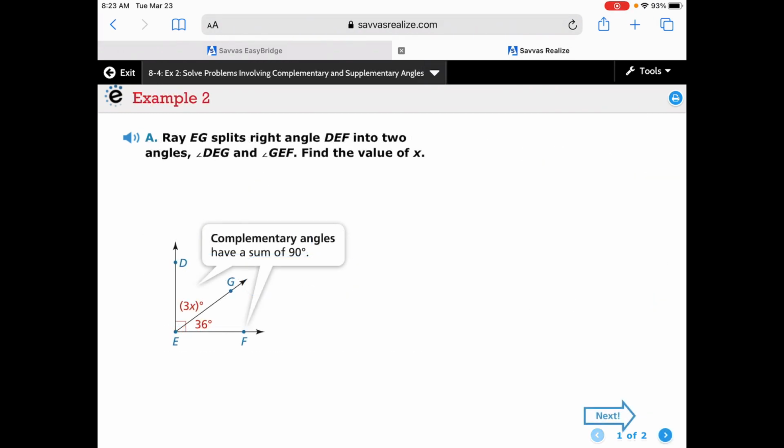All right, turn to page 453 to look at example 2. It says ray EG, which is this top angle here, splits right angle DEF into two angles, DEG and GEF. Find the value of x. All right, so we know that when we take 3x and 36 and add it together, it's going to be set equal to 90 because this is a right angle. So we do 3x plus 36 equals 90. We'll subtract 36 from both sides, resulting in 3x equals 54. The next thing we do is divide by 3, so our final answer should be 18.